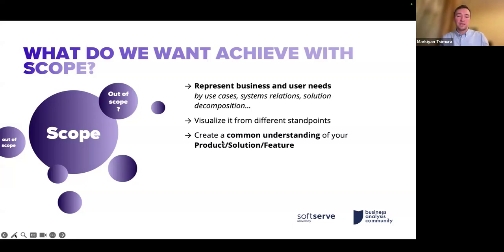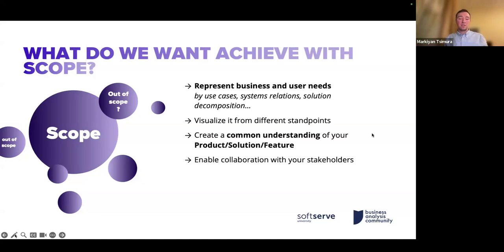The third one is creating a common understanding of your product, solution, or feature. We have different business analysts on the call, and people who do the business analyst role or product managers, and they could work with different slices on different levels, such as product level, solution level, or feature level. But you cannot achieve this common understanding with just text. You have to use visual language.